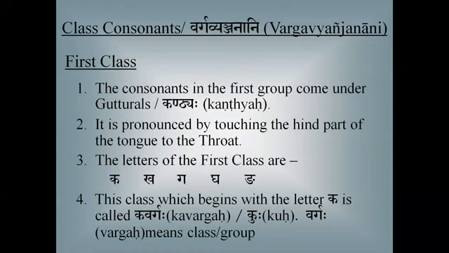Then we have seen all the consonants. The first class letters are produced from the throat. Therefore, they are called gutturals. The sound which comes from the throat is called guttural. So what are those letters? Ka, kha, ga, gha, nga. These 5 letters, which have the same place of pronunciation, which is throat, are called gutturals.